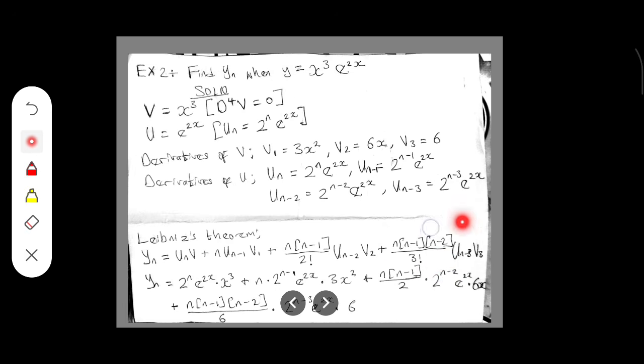Plus, now in the formula I have just the third derivative, so the coefficient here is what? n multiplied by n minus 1 multiplied by n minus 2, I have it here also, over 3 factorial, which is equal to what? 3 times 2 times 1, which is 6, multiplied by u subscript n minus 3, which is this value here, that is 2 raised to the power n minus 3 multiplied by exponential 2x, multiplied by v subscript 3. And now v subscript 3 is equal to 6, so multiplied by 6.